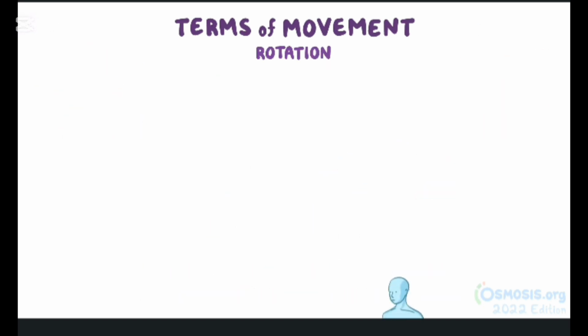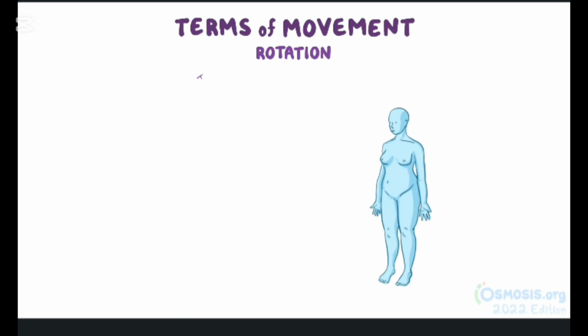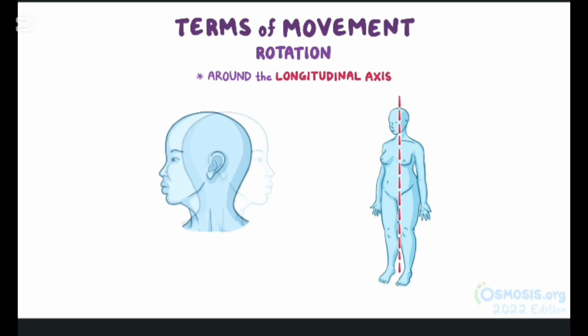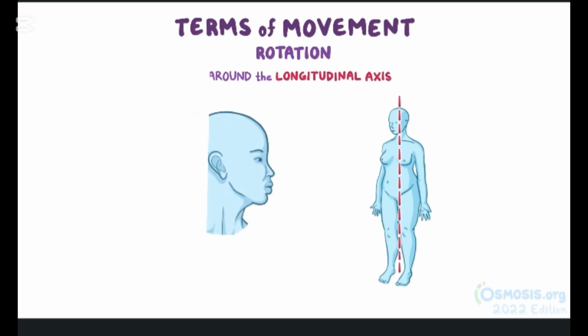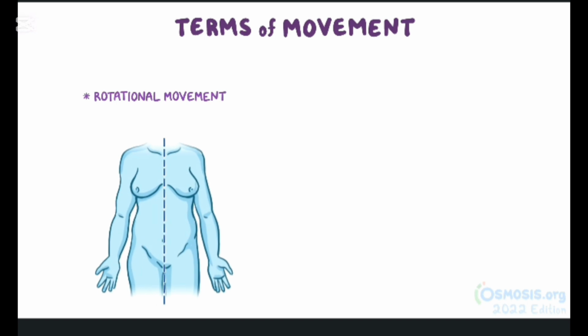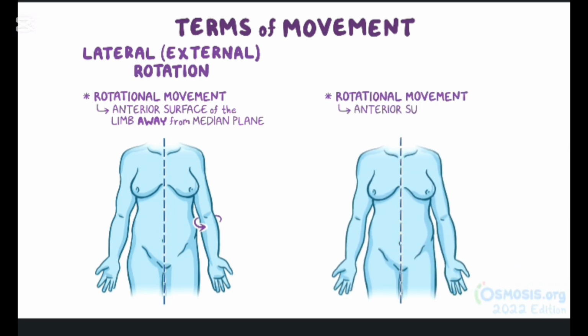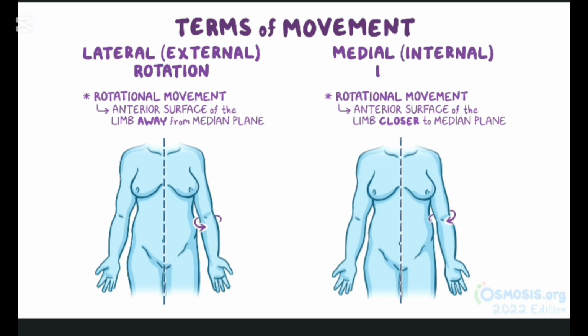Rotation may sound the same, but it actually involves movements that are done around the longitudinal axis of the body, like rotating your head and neck side to side when you want to say no. Rotational movement of the shoulder or hip joints that brings the anterior surface of the limb away from the median plane is called lateral or external rotation. If the movement brings the anterior surface of the limb closer to the median plane, it's called medial or internal rotation.